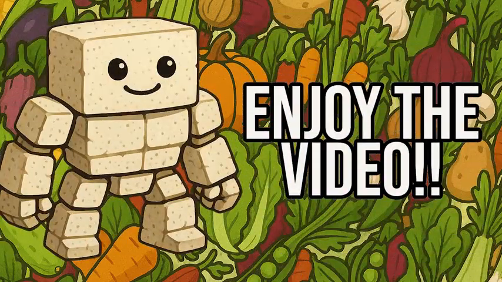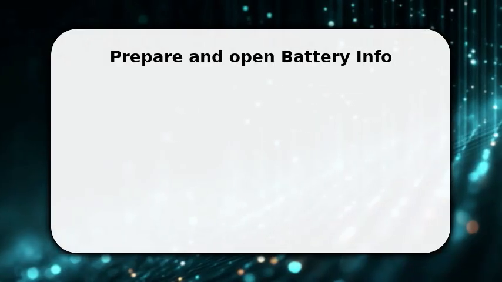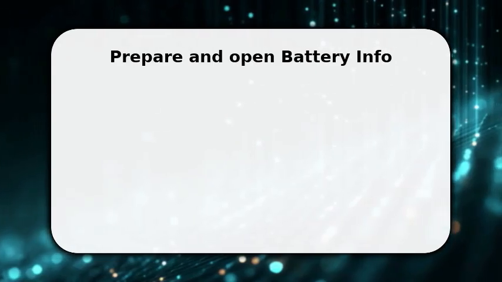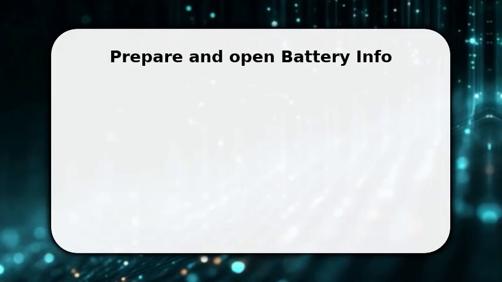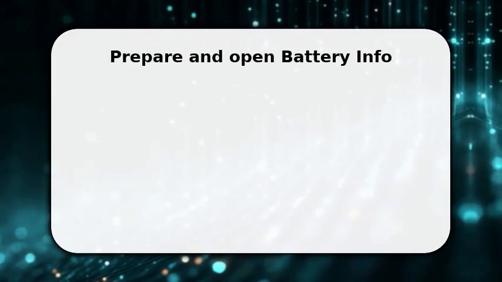Please enjoy the video. You start by preparing the phone and opening the battery information tools. Make sure the battery sits between 30 and 80% to avoid skewed results. This range gives stable readings.